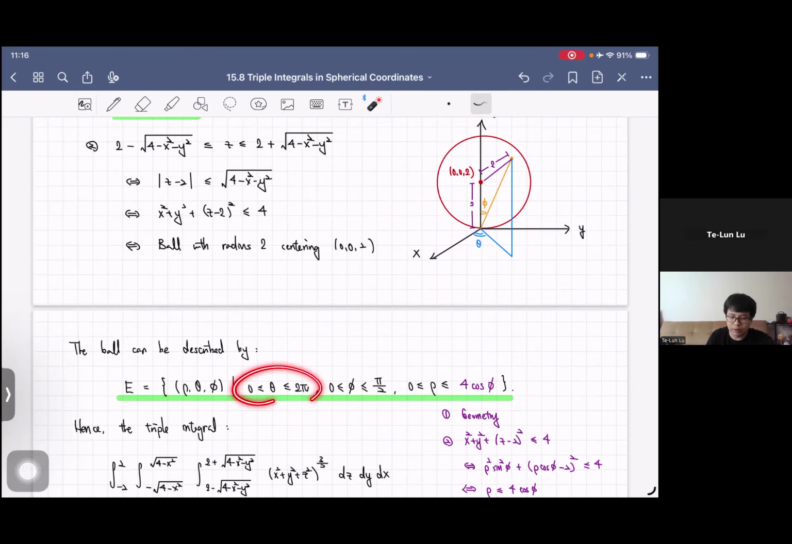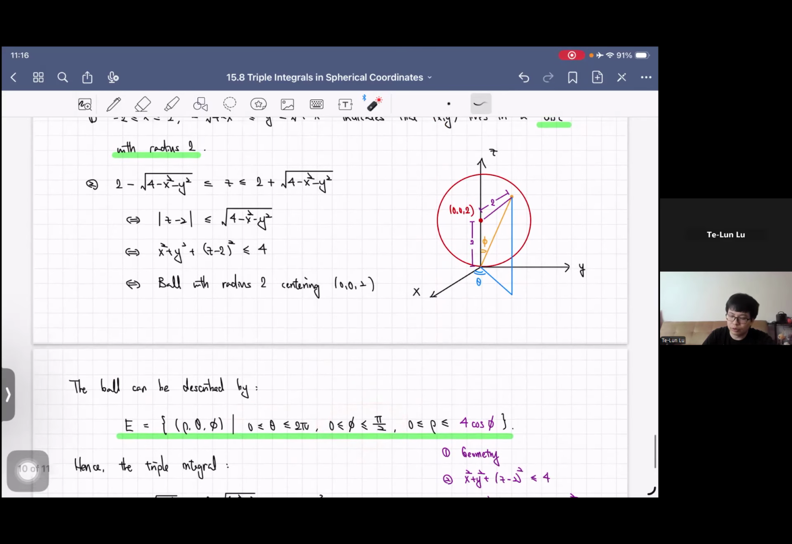Obviously, theta goes from 0 to pi, that is very simple. And phi actually goes from 0, which is the positive z-axis, towards the xy plane, which is 90 degrees. Okay? So you don't have to treat anything below the xy plane. So that's from 0 to pi over 2.